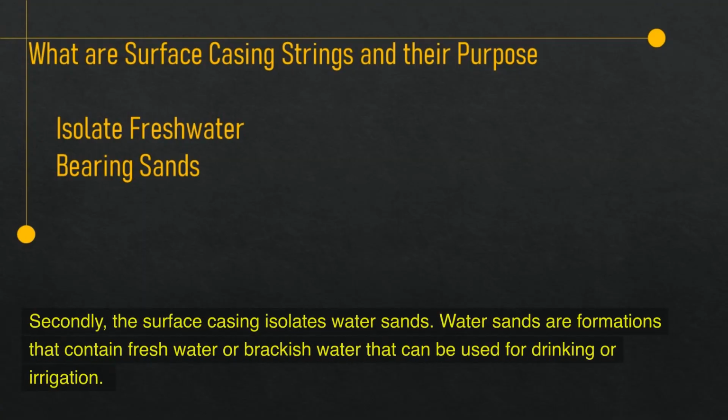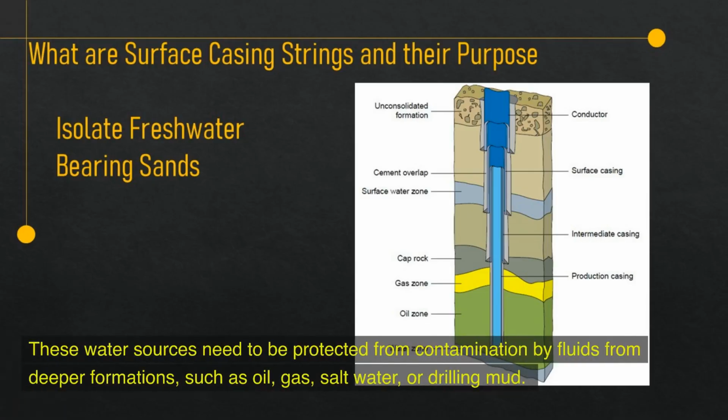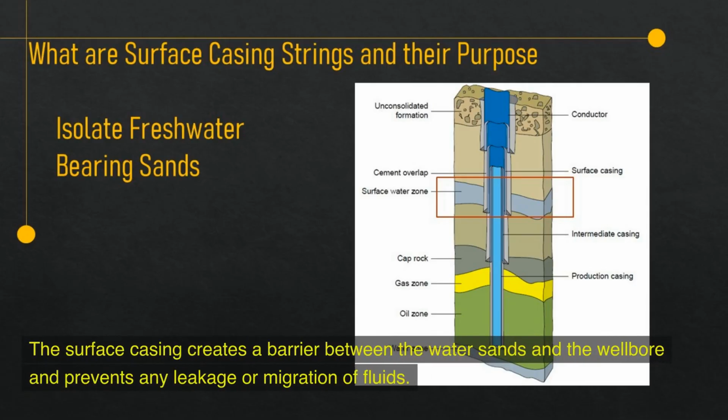Secondly, the surface casing isolates water sands. Water sands are formations that contain fresh water or brackish water that can be used for drinking or irrigation. These water sources need to be protected from contamination by fluids from deeper formations, such as oil, gas, salt water, or drilling mud. The surface casing creates a barrier between the water sands and the wellbore and prevents any leakage or migration of fluids.